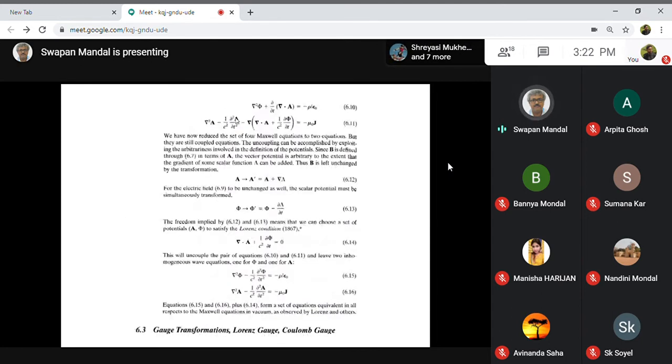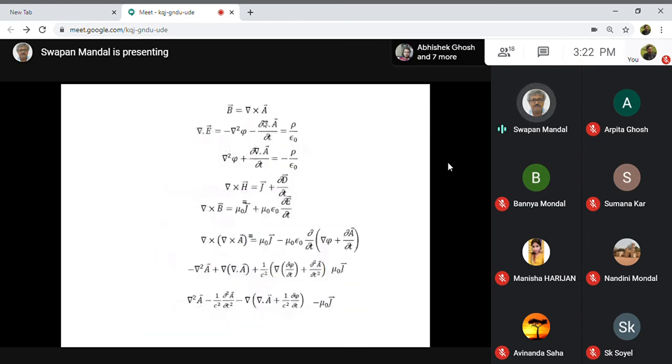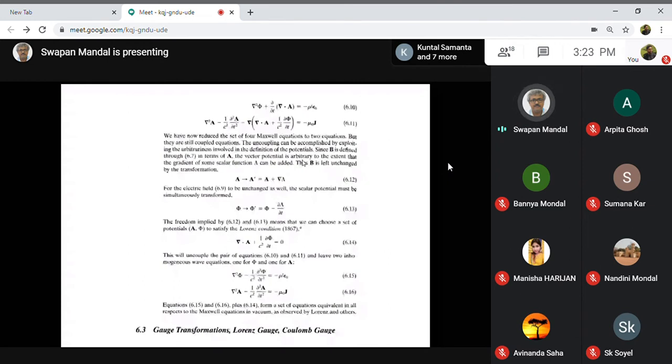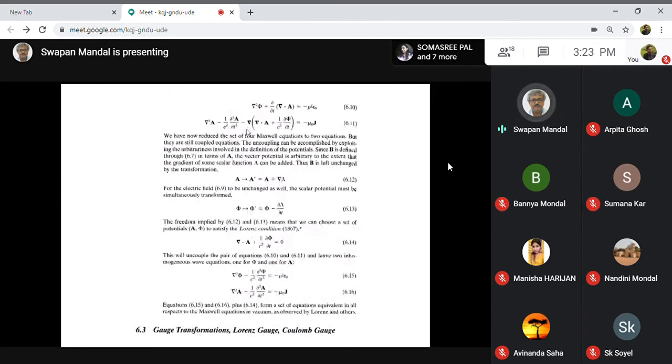Anyway, so this is the form. Okay. So I just want to arrange this equation. So del square phi plus del t of divergence of A equal to minus rho by epsilon 0. Okay. Now another equation is here, del square A minus 1 by c square del square A del t square equal to minus mu 0 j. So we have two differential equations.